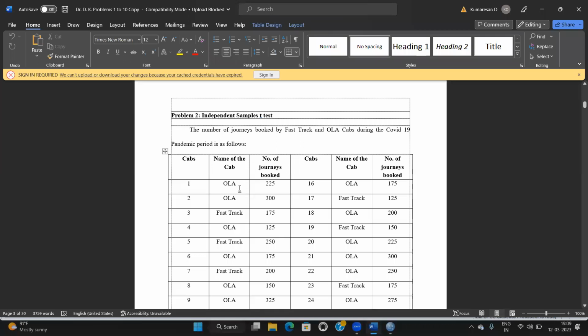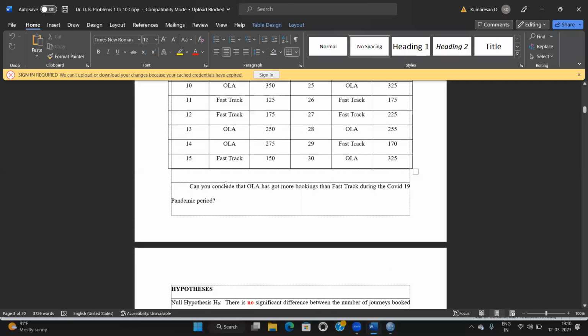These are mutually exclusive. An Ola operator cannot be regarded as a Fast Track operator also. If it is Ola, then Ola only. So they are independent. There are two samples, Ola and Fast Track. Then the dependent variable, number of journeys booked, real values are given. So it is scale data.